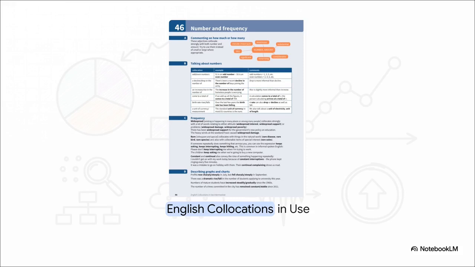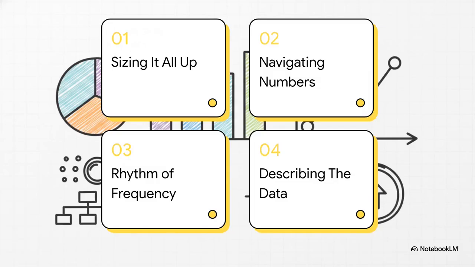Because this isn't just about basic grammar. It's about learning the specific word combinations, the collocations, that native speakers and top-tier professionals actually use to make their data sing. Okay, here is the roadmap for how we'll break this down today. First up is Section 1, sizing it all up. Then we'll move into Section 2, navigating specific numbers. After that is Section 3, the rhythm of frequency. And we'll wrap it all up with Section 4, describing the data.